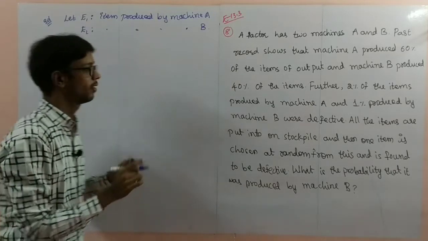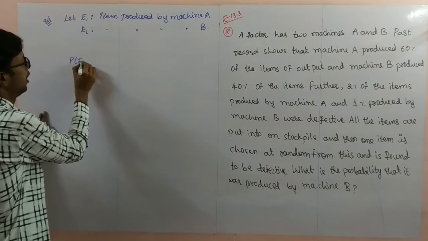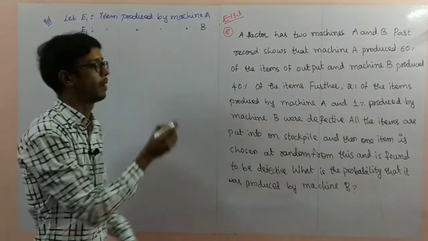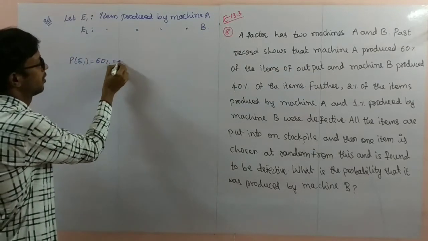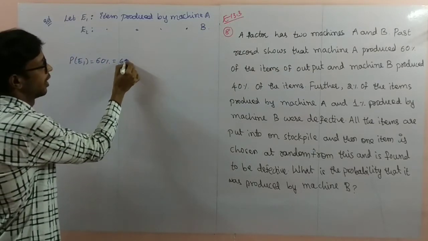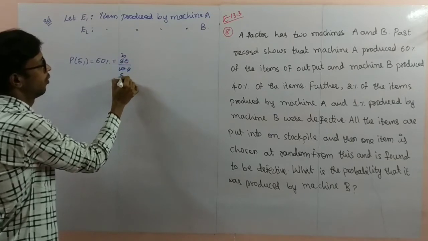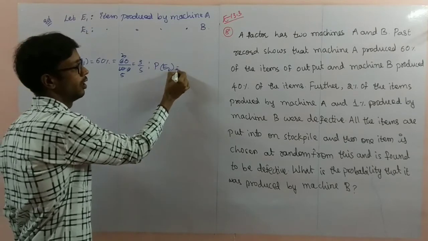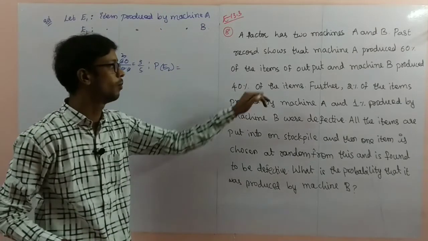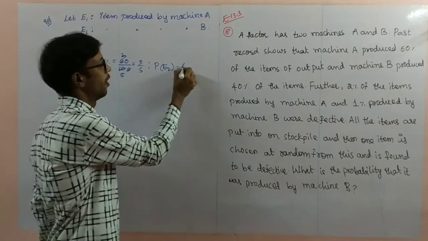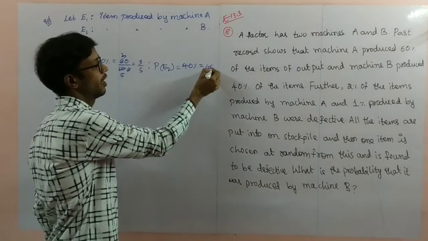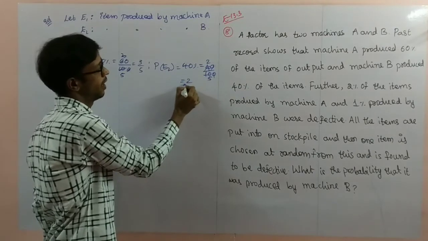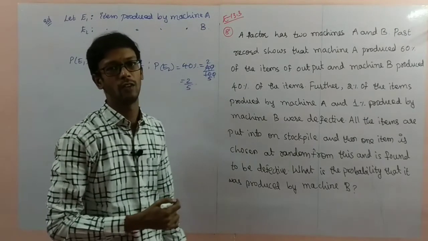How much percentages is there here? Probability of E1, item produced by machine A, is 60%. 60% is nothing but 60 by 100. 2 3s are 6, 2 5s are 10. Cancel, 3 by 5. Next, probability of E2. What is the probability of E2? Machine B percentage is 40%. That is 40 by 100. 2 2s are 4, 2 5s are 10. 2 by 5 is the probability of E2.